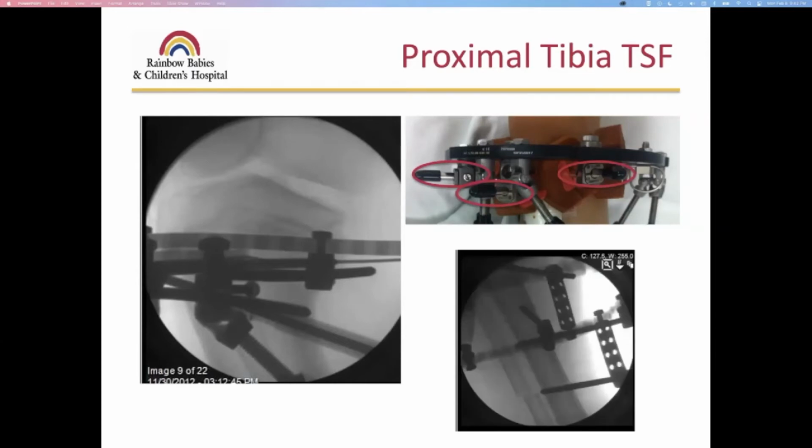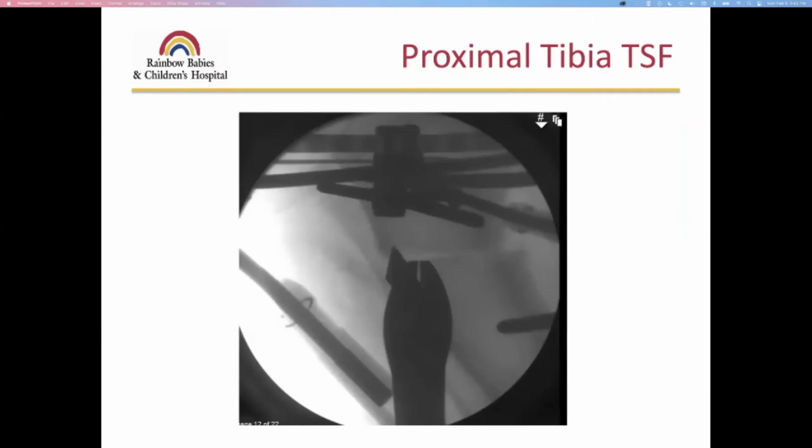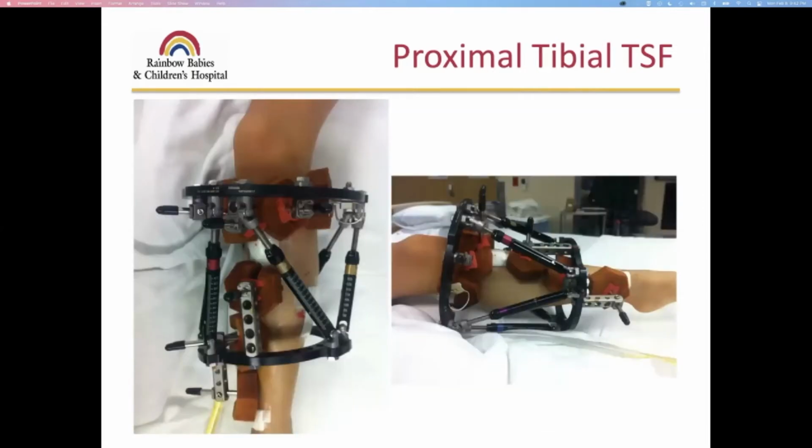And then add the distal fixation as well. And then the tibia can be separated with drill holes and an osteotome. And again, trying to stay as high as possible. So you can see the final construct here.